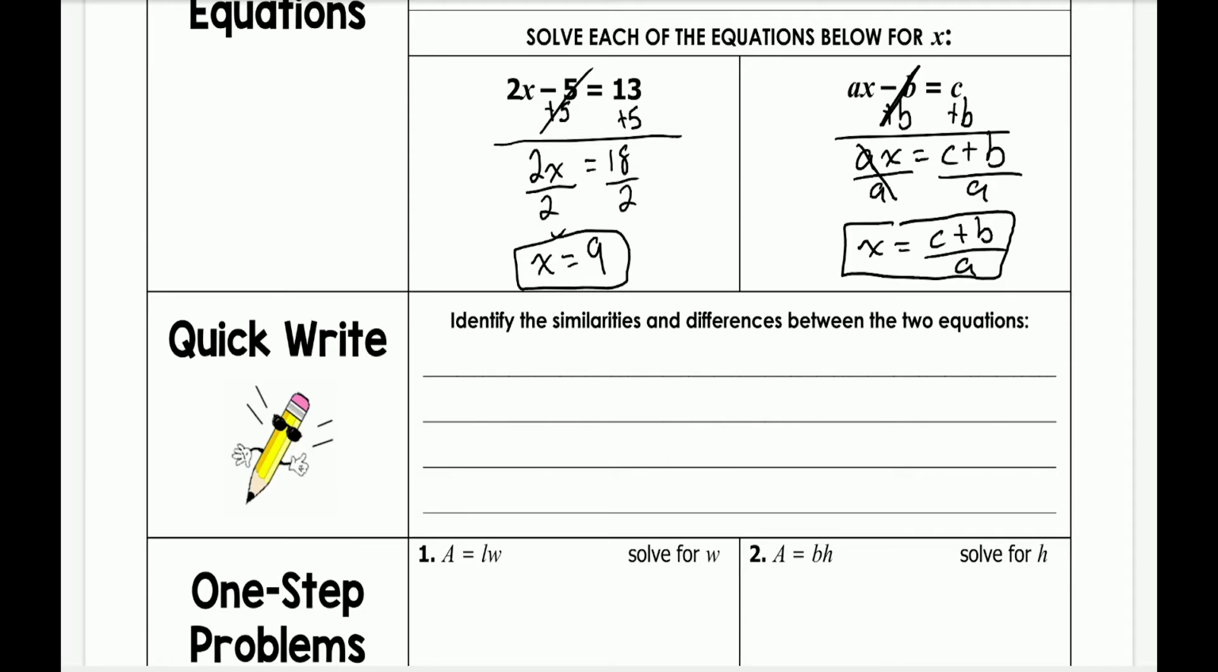What I want you to do is take a few moments, pause the video, and think of some similarities and differences between the two equations above. What did we do to solve the equation on the left, and what did we do to solve the equation on the right? How are they similar? How are they different?